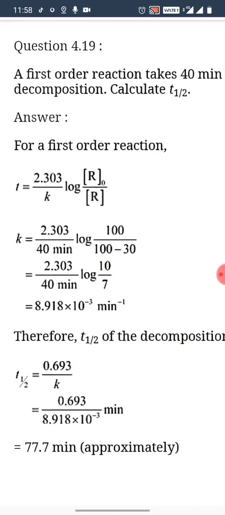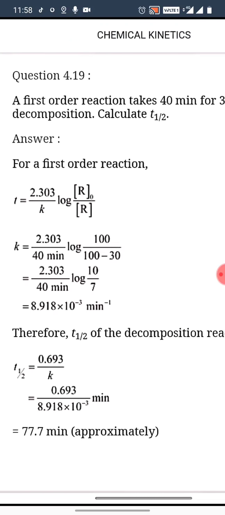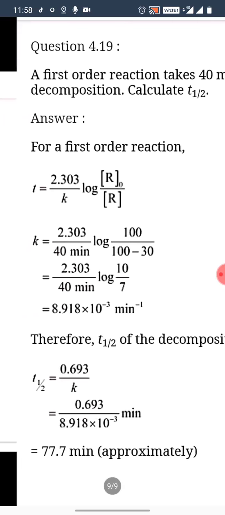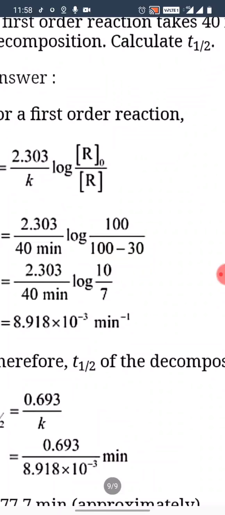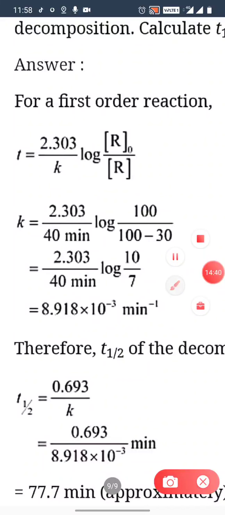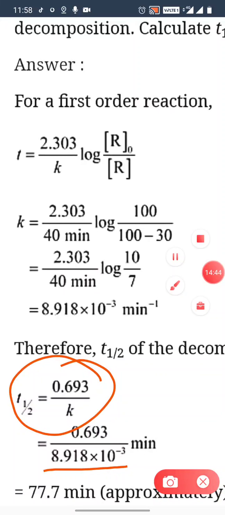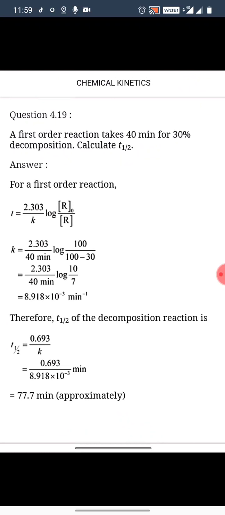Okay. So now when you have the value of K, by using the formula for T half, you can use this expression. As you can see here, this expression is given. The value of K can be substituted and you will get the answer as 77.7 minute, as you can see here. So this is how you will reach the answer.